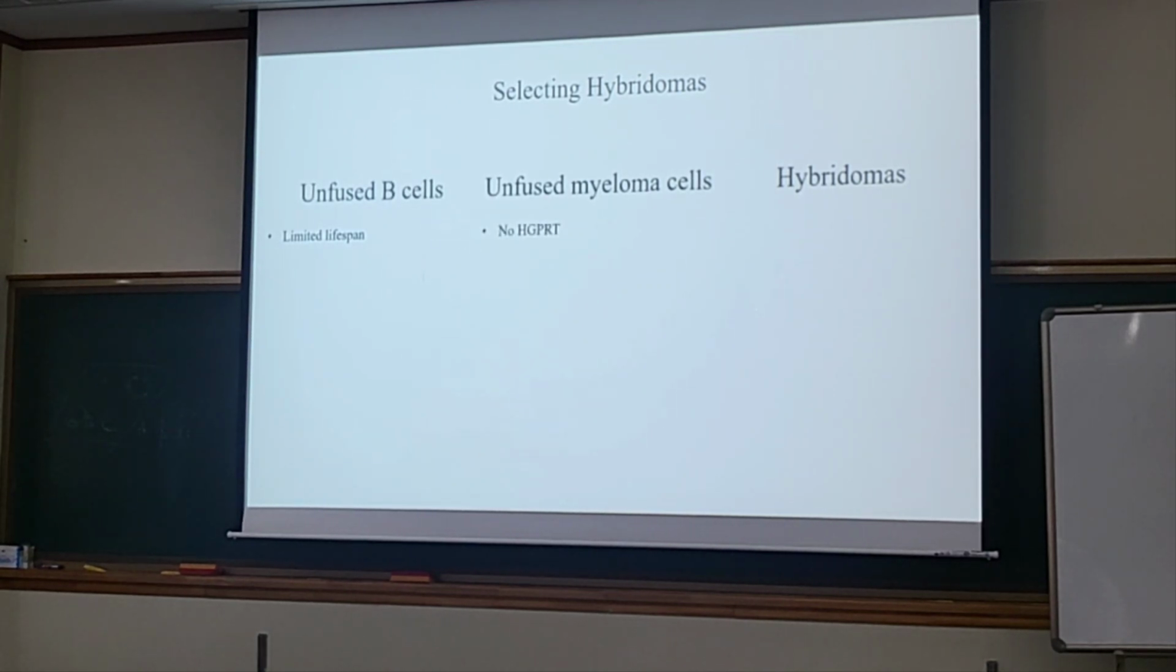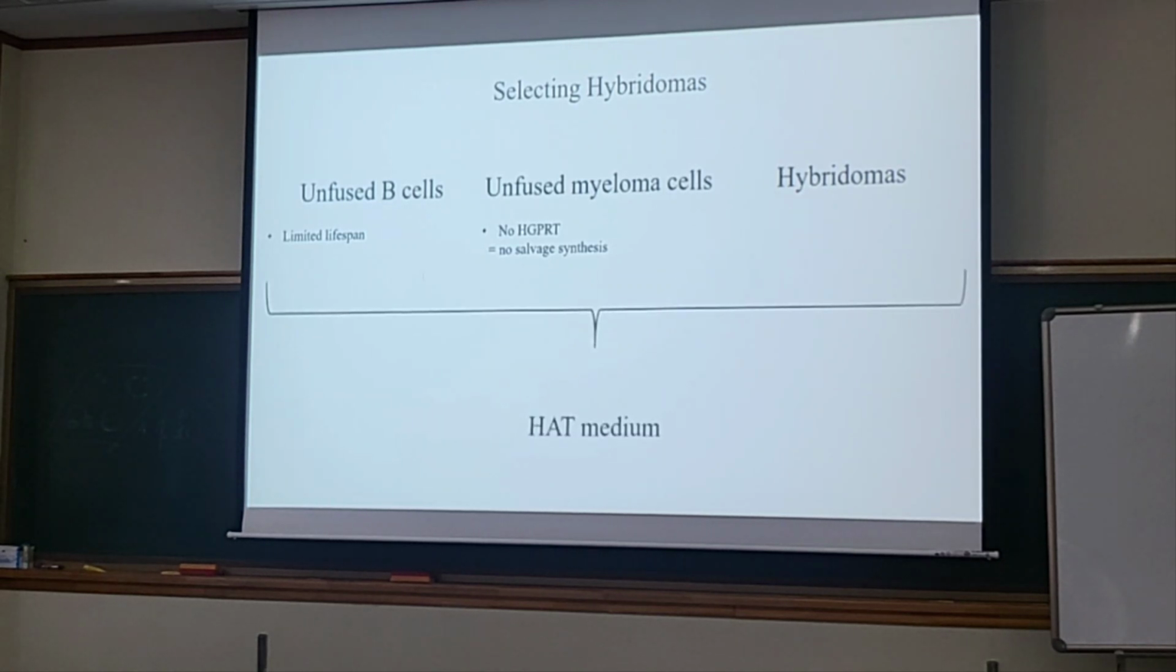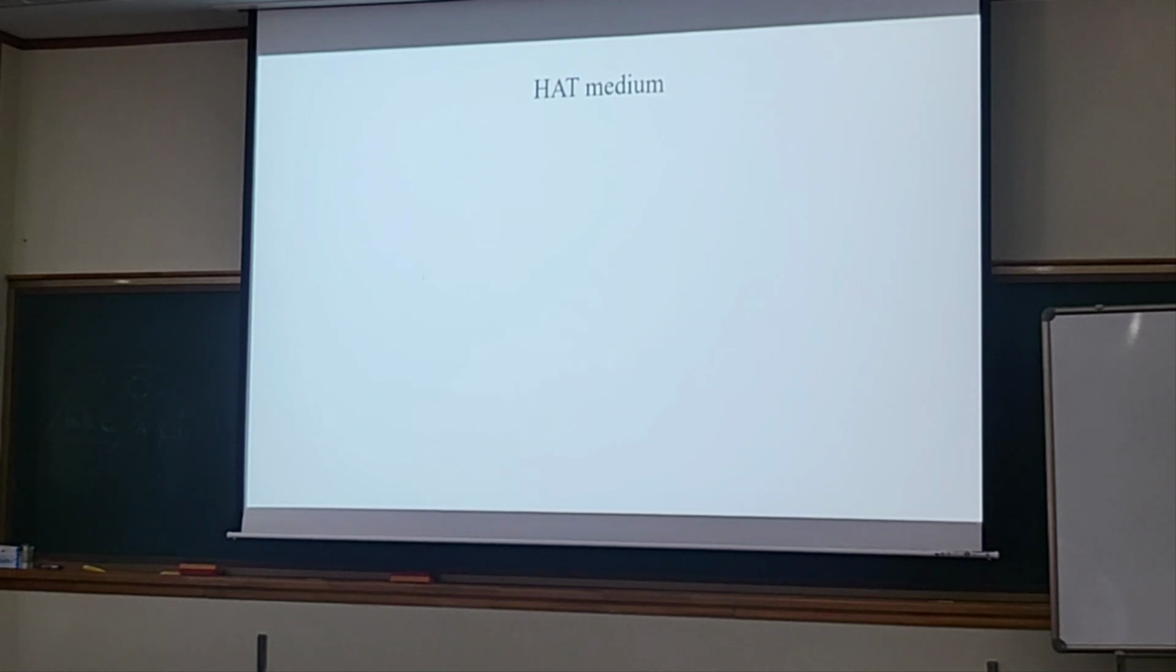As I just mentioned, they do not have the ability to produce the enzyme HGPRT, meaning they lack the gene. So they cannot use the salvage synthesis. Let's keep that in mind. After the fusion is finished, we are going to culture these cells in an environment called the HAT medium. As the name suggests, HAT medium has three main components. First, hypoxanthine, which is a chemical that HGPRT uses as a substrate, and aminopterin, which is a structural analog to folate, and thymine.